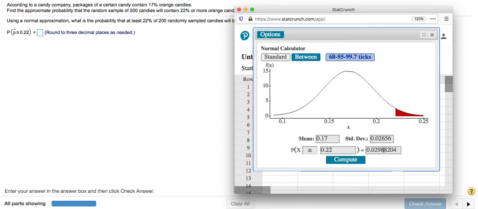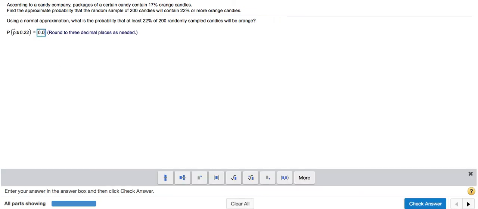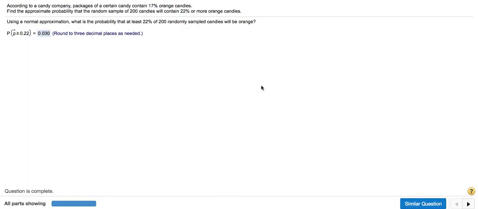If I round to 3 decimal places, this 8 rounds that up, so it's going to be 0.030. Check my answer. And that's it for this problem. The probability that p hat is bigger than 0.22 is about 3%.